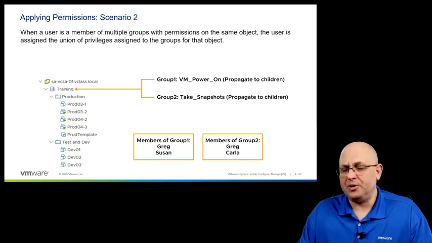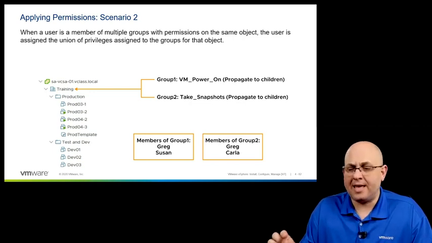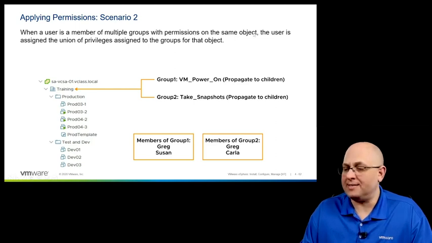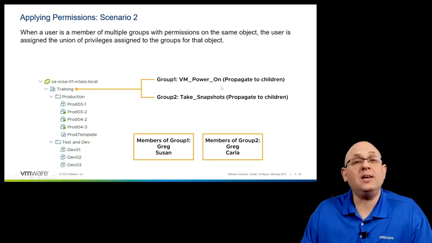Now, scenario number 2 is also very interesting, and it applies to a unique case when a user is a member of multiple groups and permissions have been established for those groups on the same object. If a user is a member of those groups, the user is assigned the union of privileges assigned to the groups for that object. So what does that mean? Well, first of all, let's look at these permissions. Group 1 says virtual machine power on. We've created a custom role that allows the users in group 1 to power on virtual machines.